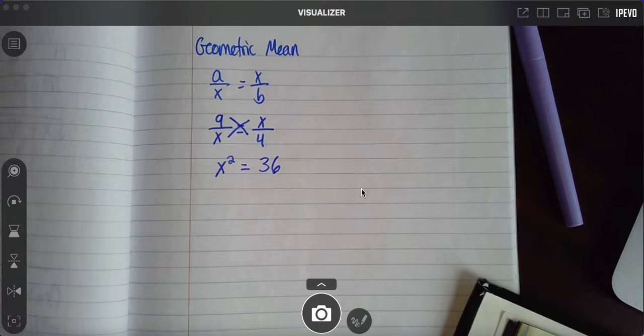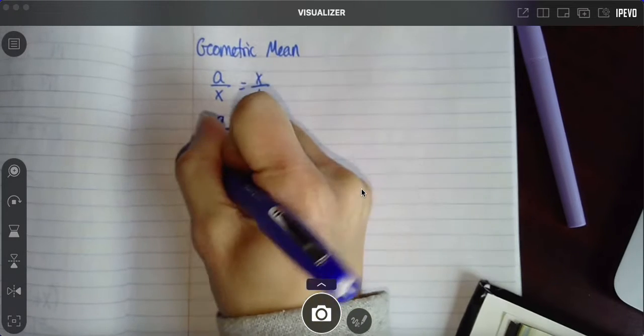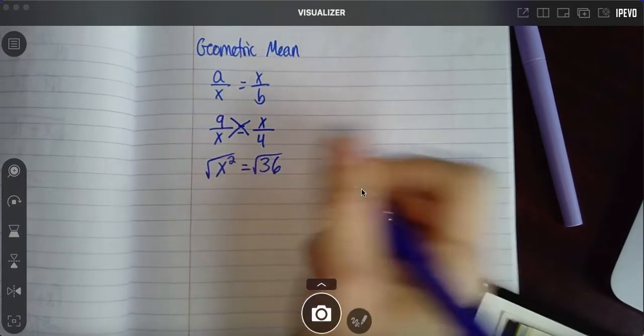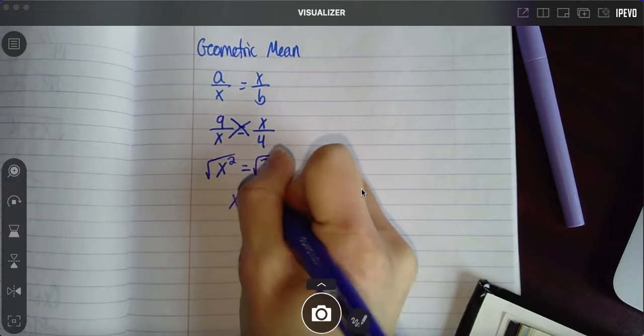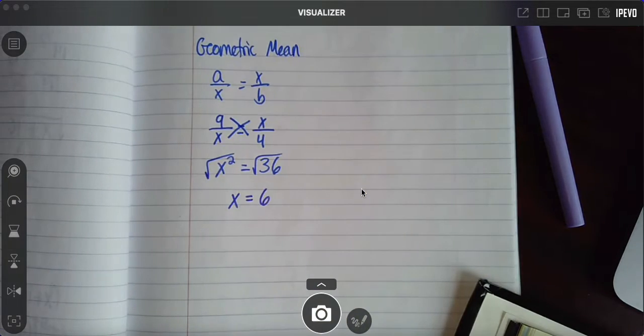Remember, I need just x. Well, they give me x squared. What's the opposite of squaring something? Square root it. Okay, do we remember that? Yeah, a little bit. Algebra 2, they're doing that a lot right now. So we square root both sides. So what is x going to equal? 6. Okay, and that one's an easier one because 36 is a perfect square.